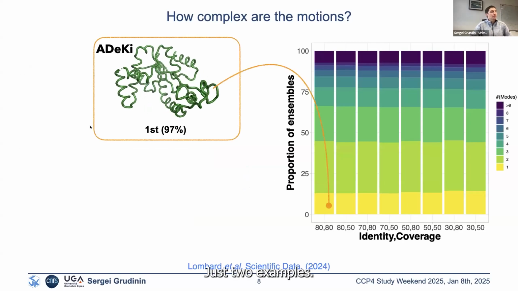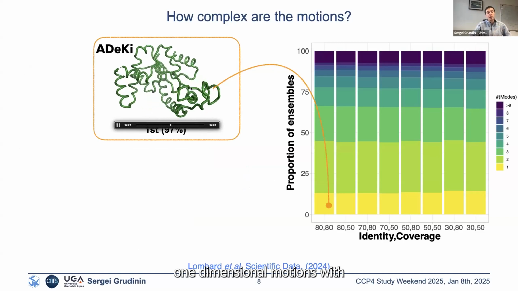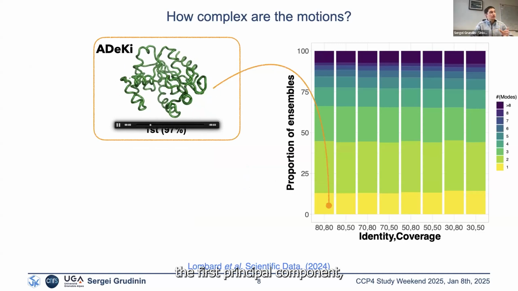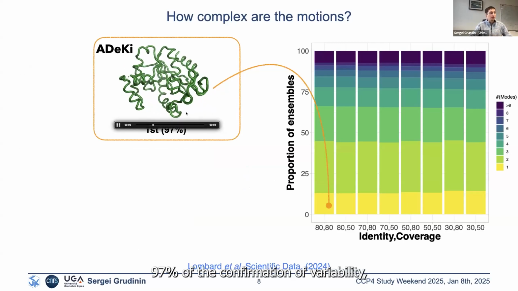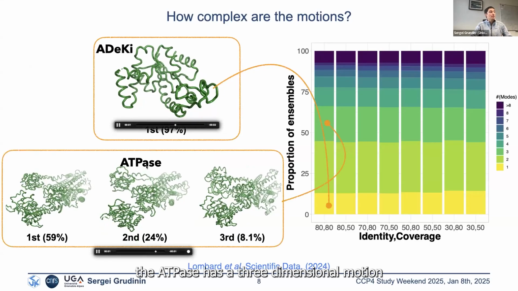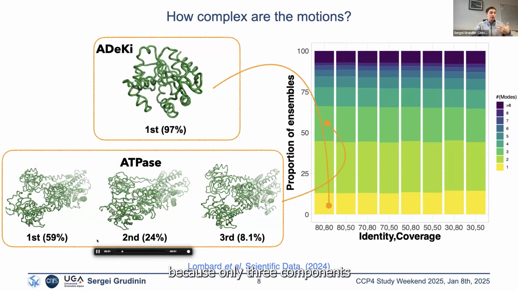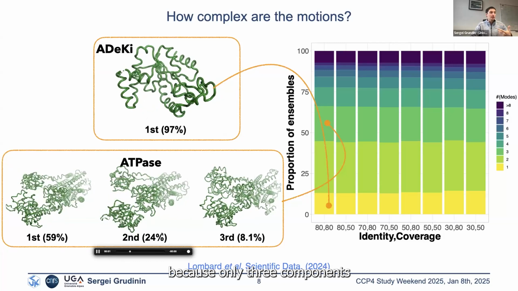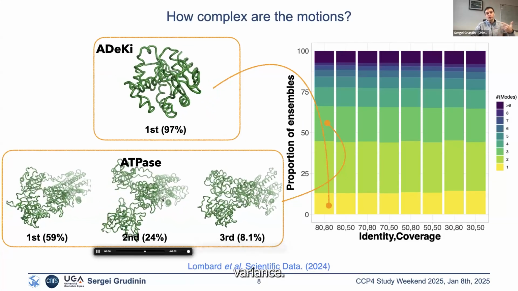Just 2 examples. The ADK kinase has 1-dimensional motions with the first principal component, which explains 97% of the conformational variance. And another example, the ATPase has a 3-dimensional motion because only 3 components are needed to explain 90% of the conformational variance.